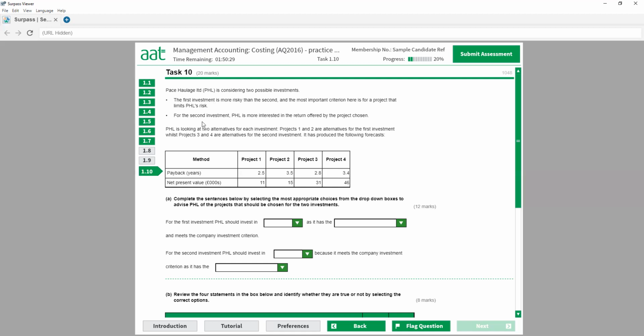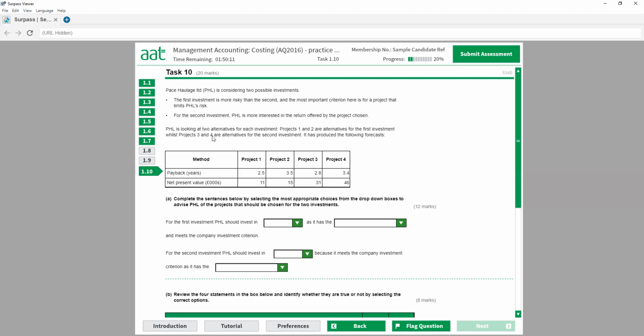The next one, they said for the second investment, PHL is more interested in the return offered by the project chosen. So for the next one, they don't worry about how long it takes, but they're worried about how much will be the amount. So if the return is more, they go for that.